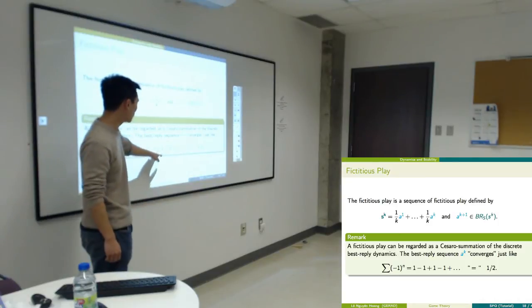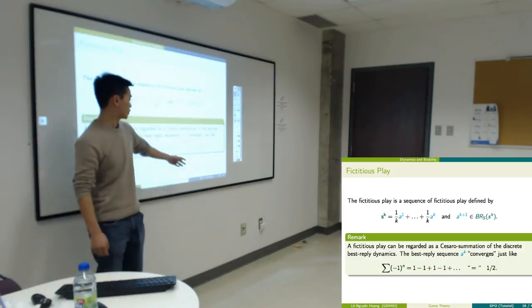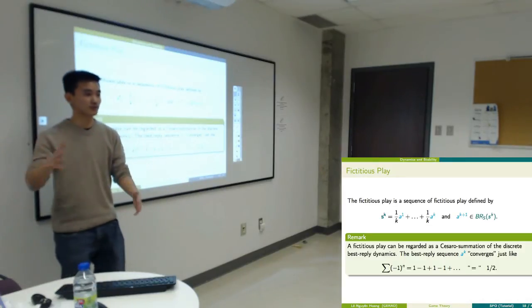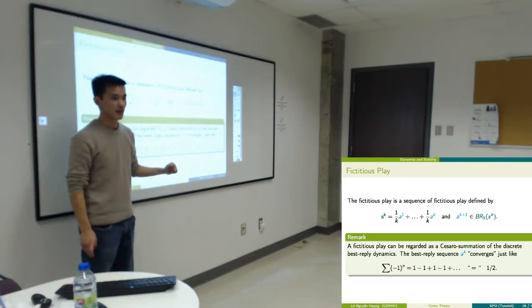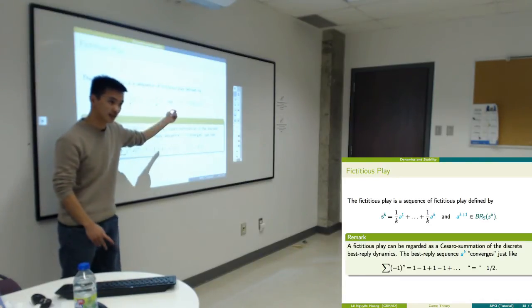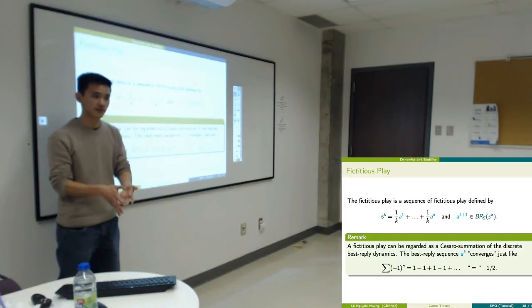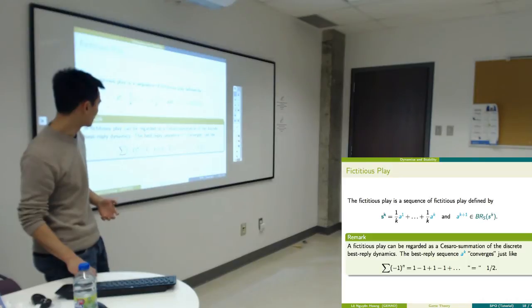If you do 1 minus 1 plus 1 minus 1, a lot of people claim that it's equal to 1 half, because you're always moving from 1, and on average you get to 1 half. So it's possible to give sense to that, but it's not actually what happens. So there's not really a convergence.